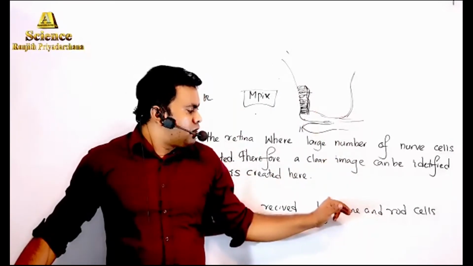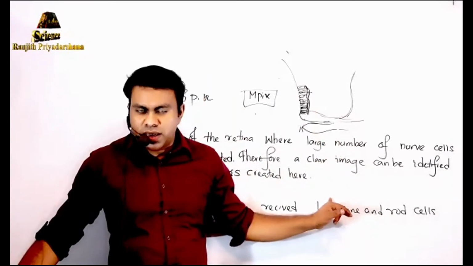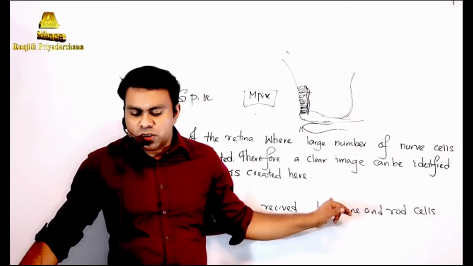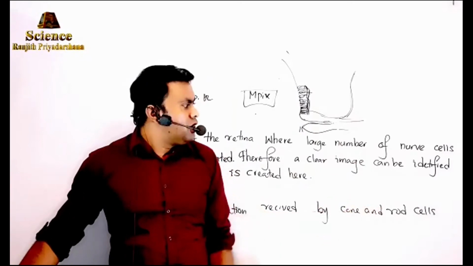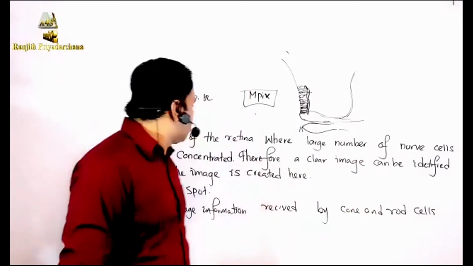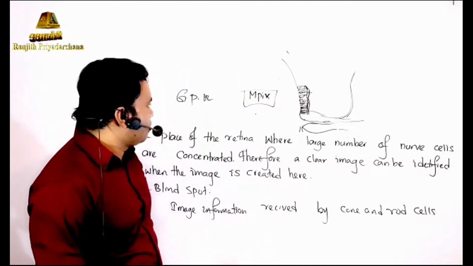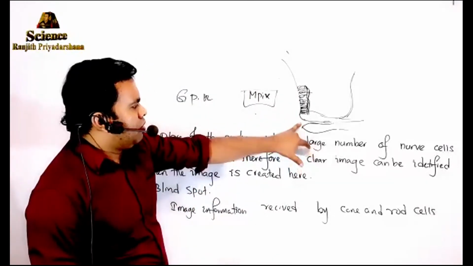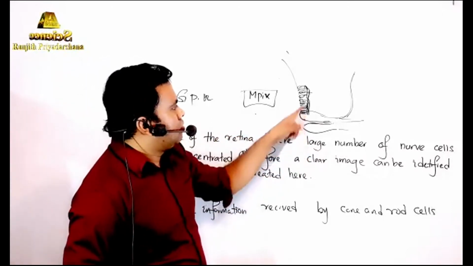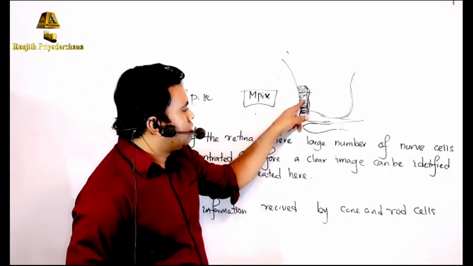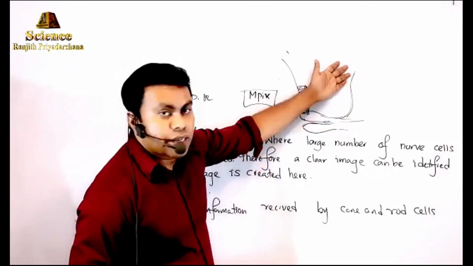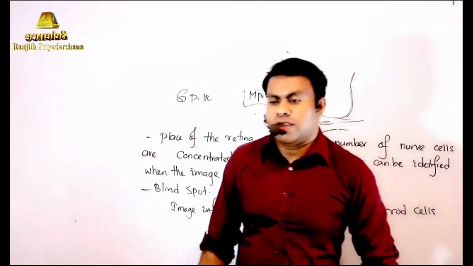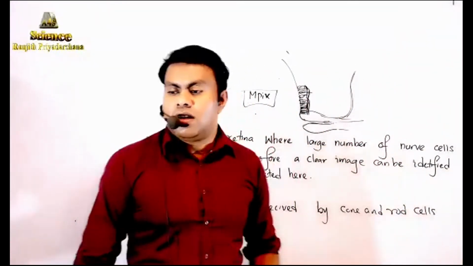I think I did not say nerve impulses. Yes, any volunteer tell me the things you have already taken down. All the image information received by cone and rod cells are conveyed to the brain as nerve impulses.